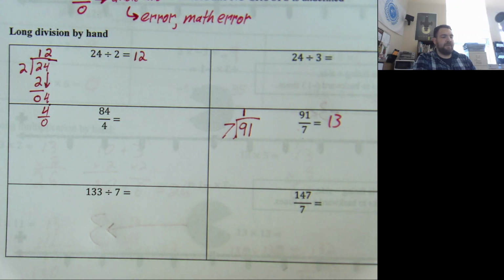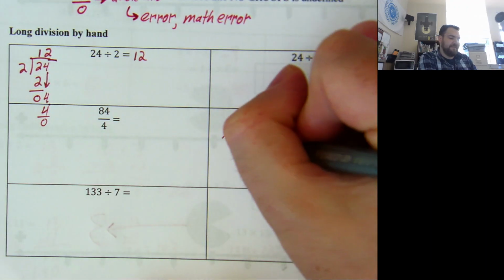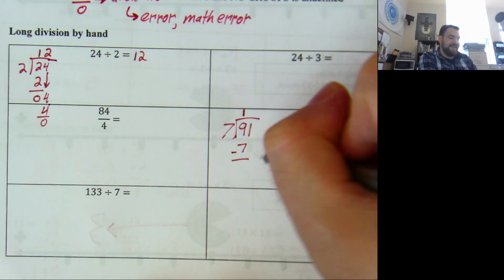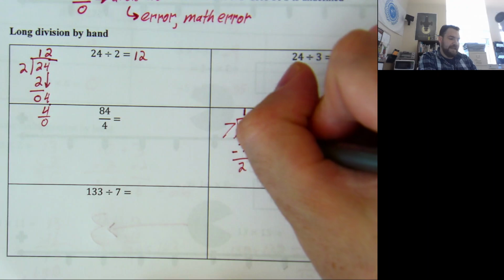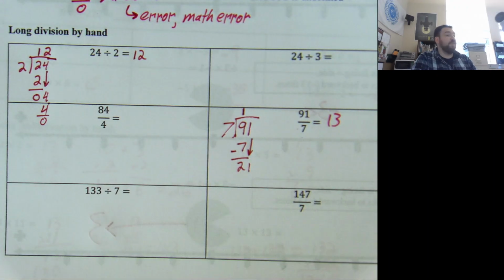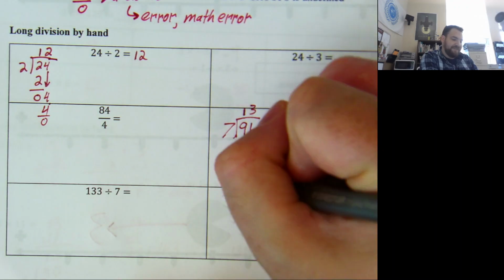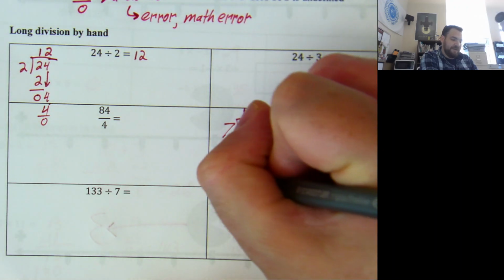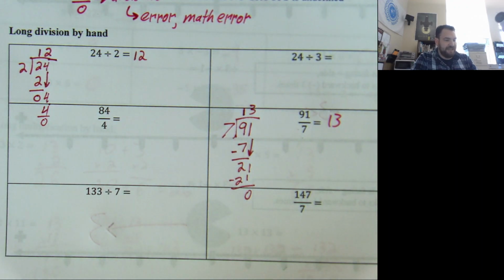I'm on it. So 1 times 7 is 7. 9 minus 7 is 2. And I'm going to bring down the 1. Does 7 go into 21? It does, Gabe. How many times? 3 times. So then 3 times 7 is 21. 21 minus 21 is 0. So 91 divided by 7 is 13.